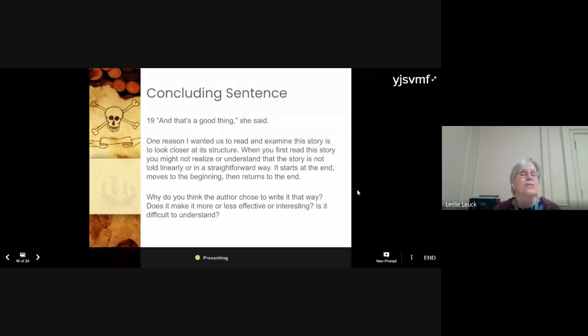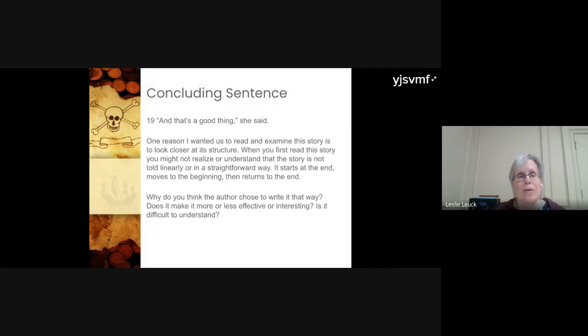Concluding sentence. And that's a good thing, she said. One reason I wanted just to read that is how she ended it, because she was like, he didn't look back, and that's a good thing. And the reason was because they had to intervene, but they didn't keep him from living out his life in the environment he was born into.